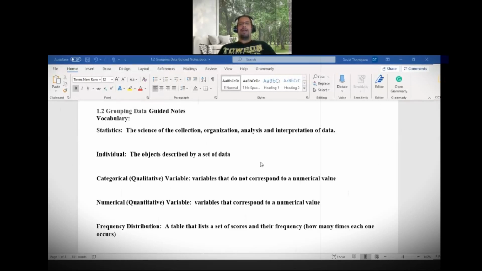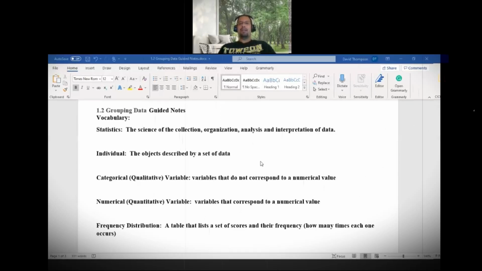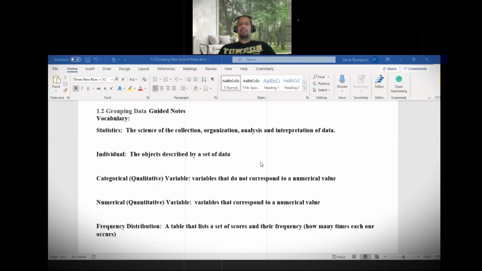And last, frequency distribution, a table that lists a set of scores and their frequency, in other words, how many times each one occurs.